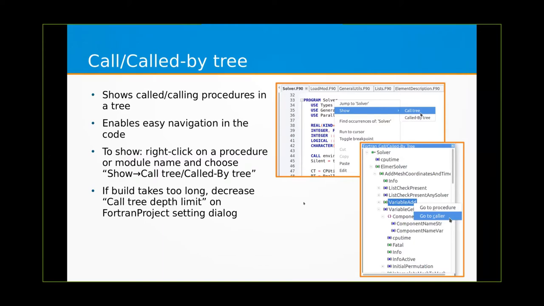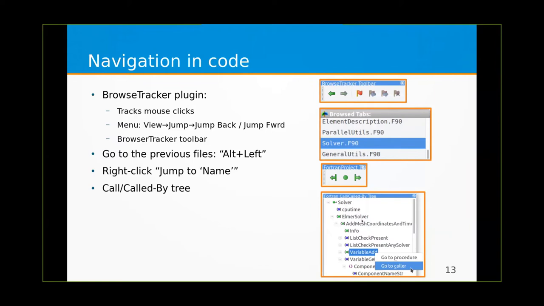Called-by tree. If we right-click on some name and then choose show called-by tree, it will show a window with called procedures, and we can use it for navigation in our code. Navigation in code, I think, is very important, perhaps even more important than code completion, so I made a separate slide.